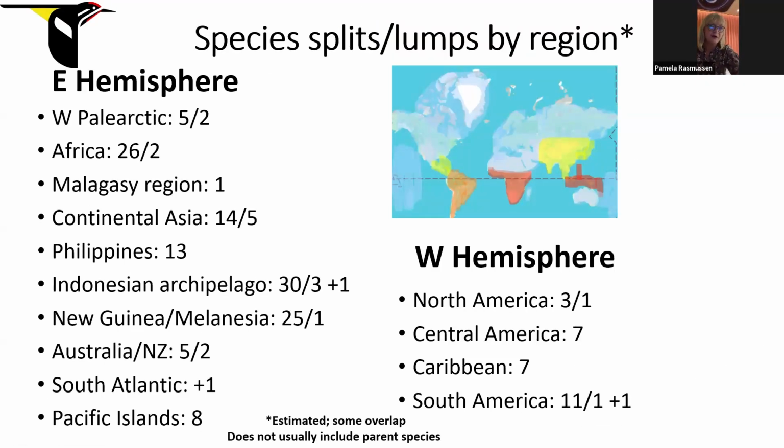Again, I'm not going to go through all the numbers, but here's a map that shows roughly where the most changes were. If it's blue, it was fewer changes, and if it's red, it's many changes. So Indonesia takes the cake. The Indonesian archipelago, I should say, the whole archipelago, takes the cake with 30 splits and 3 lumps, also one new species. New Guinea, Melanesia is not far behind with 25. And we even have some changes for the South Atlantic and Pacific Islands, et cetera. So lots of changes, and we'll go through some of them.